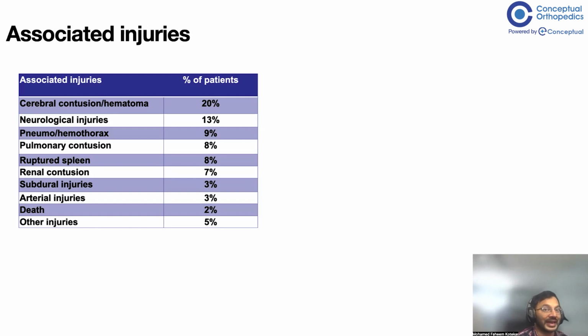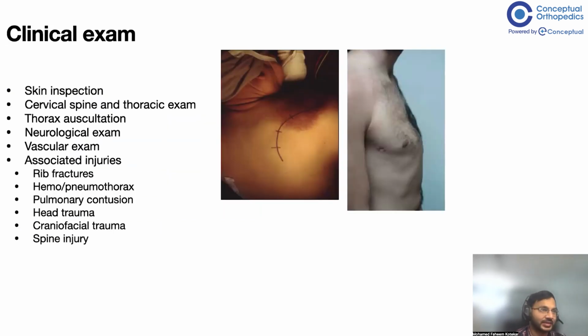Now in the clinical examination, we need to look at the skin. There could be contusion, hematomas of the surrounding area, or puckering of the skin. Apart from the local skin inspection, we need to look at the cervical spine and the thorax. We need to auscultate to check the chest function, do a neurological examination of the spine as well as of the associated upper limb, and a vascular examination of the upper limb. Associated injuries like rib fractures, hemothorax, pneumothorax, pulmonary contusion, head trauma, facial trauma, as well as spine trauma have to be assessed.